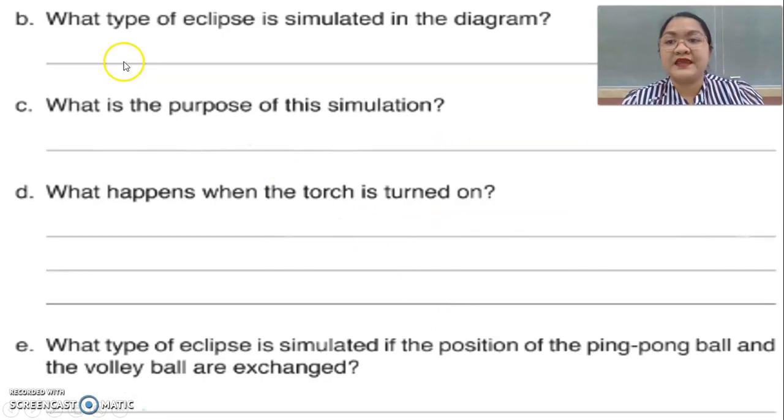Letter B. What type of eclipse is simulated in the diagram? Letter C. What is the purpose of this simulation? Letter D. What happens when the torch is turned on? Letter E. What type of eclipse is simulated if the position of the ping pong ball and the volleyball are exchanged? If the ping pong ball and the volleyball switch position, what type of eclipse will it be?